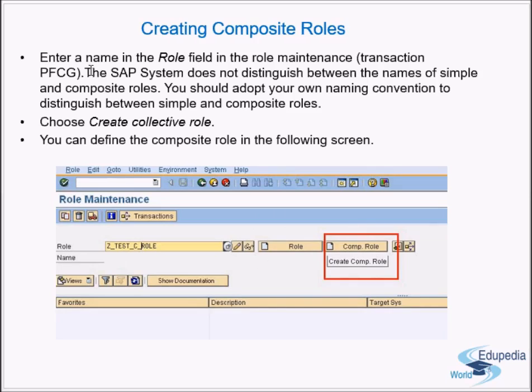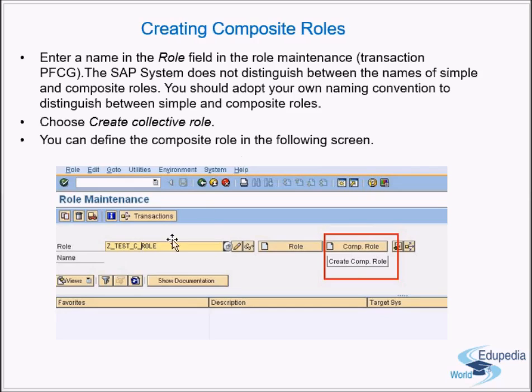The SAP system does not distinguish between the names of simple and composite roles. So the system cannot distinguish between a single role and a composite role. SAP does not have any naming convention as such for a single role and a composite role. So we have to put a naming convention in our project, saying all single roles start with Z and all composite roles start with Y. It's up to our wish. It's a best practice to put some naming convention for single roles and composite roles.